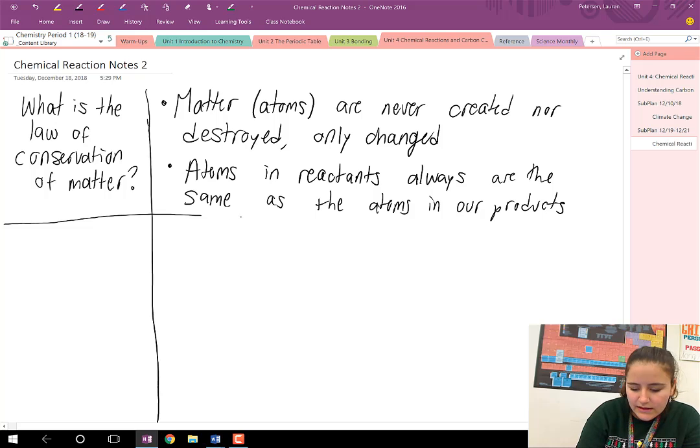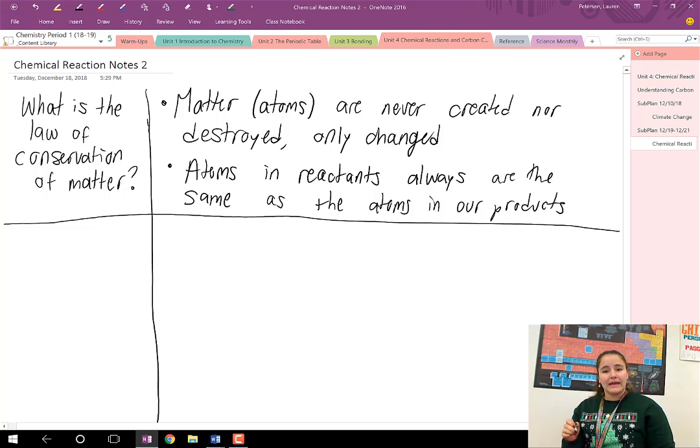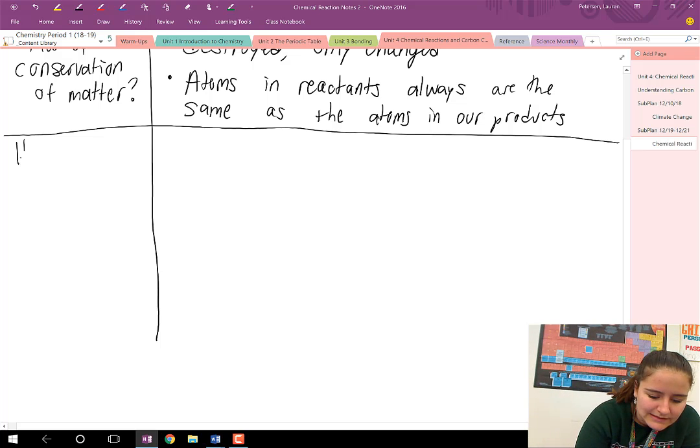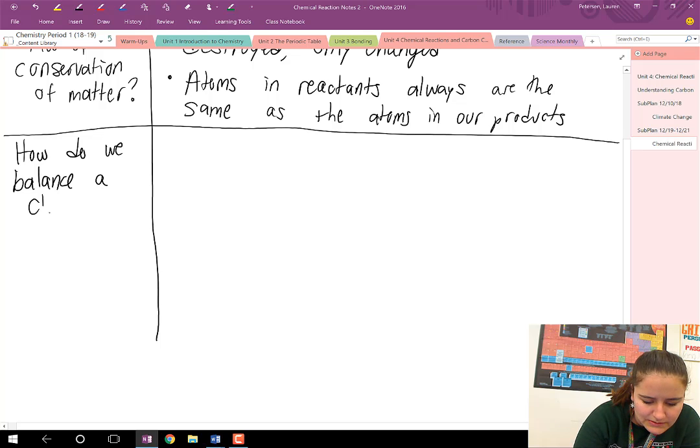So, speaking of our chemical reactions, how do we balance a chemical reaction? We've done this a little bit already in class, but I'm going to give you a foolproof technique so that if you are struggling, this is a way that you can definitely balance reactions, even if you're not so math-minded, because we aren't. So, how do we balance a chemical reaction?